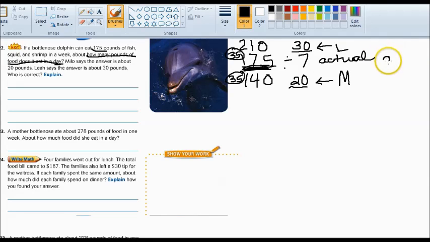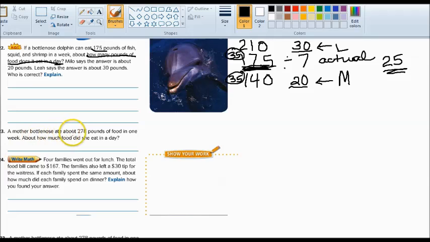Good. The real actual answer, the exact answer, is 25, because that is exactly in between the estimated quotients of 20 and 30. And since 175 is exactly between 210 and 140, this is not even an estimated quotient, it's the actual quotient. Now here's another one.